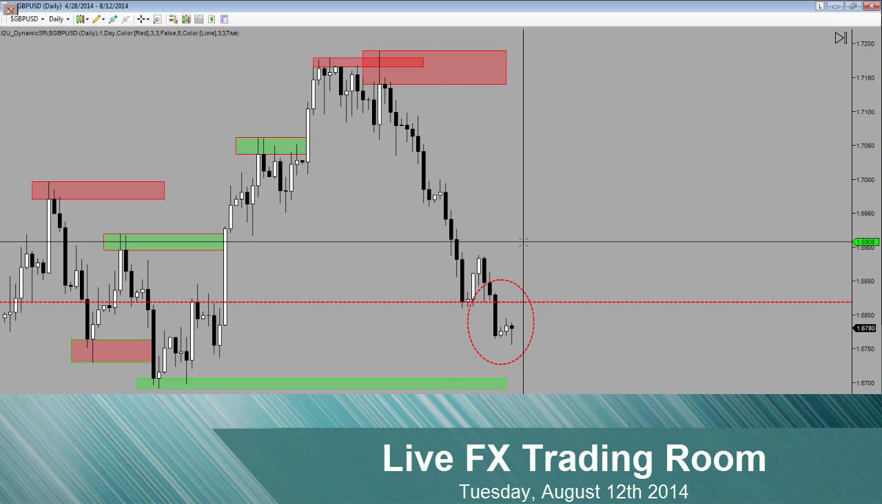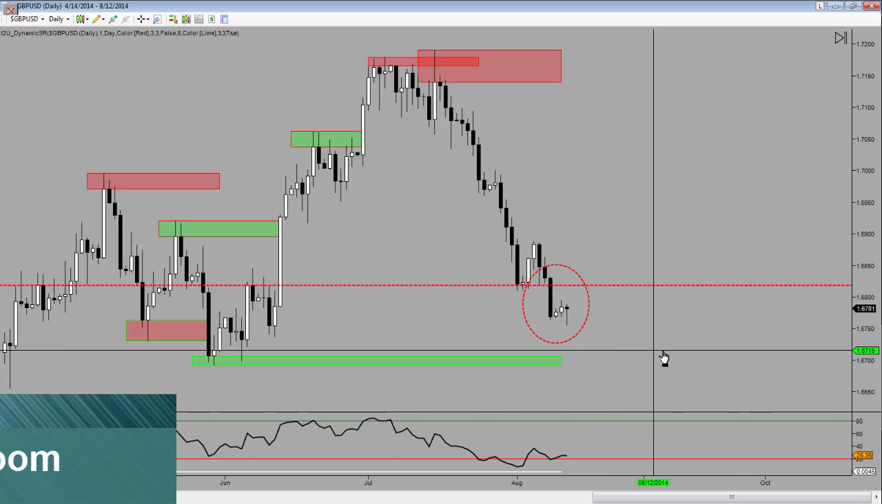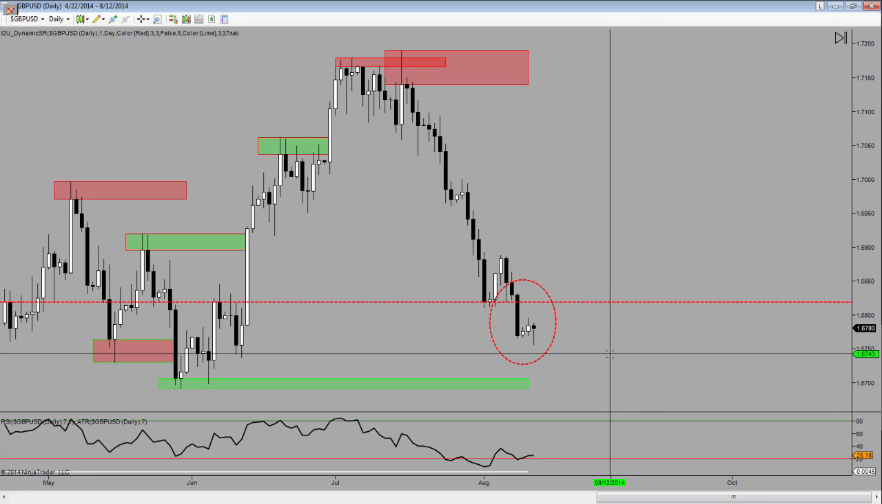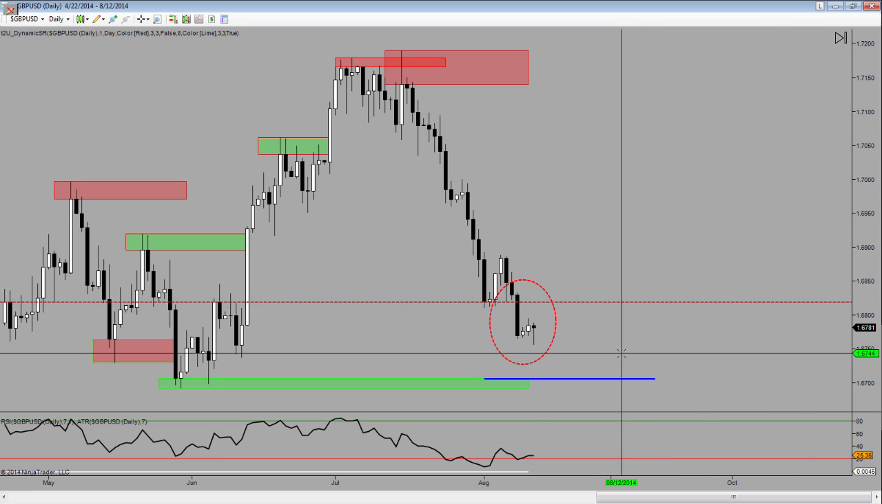But the difference is on the pound dollar, again, what do we want to identify? We want to identify structure. Where's our structure level? Our structure level is right down here. Structure acts like a magnet. So that's the next place that we look for the market to go.